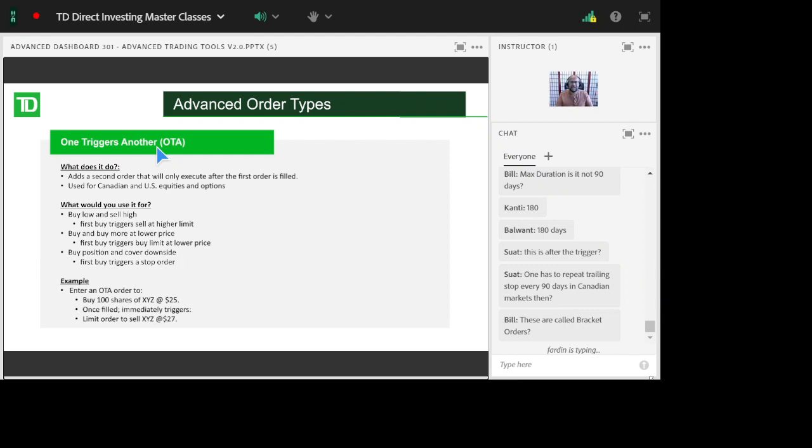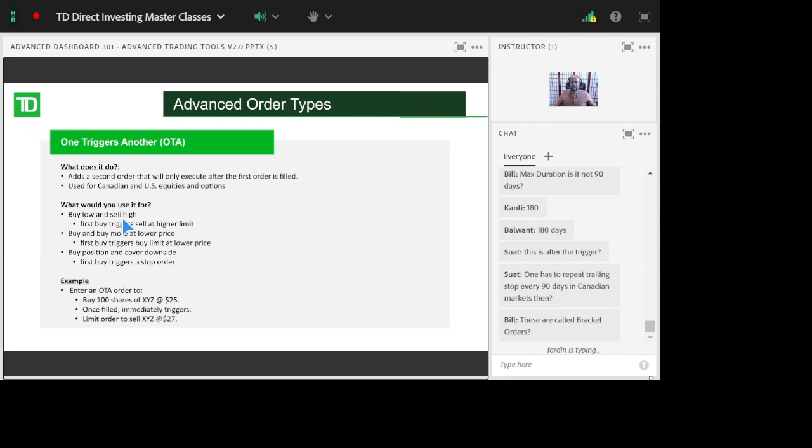These orders can be used for both Canadian and US equities and options as well, and again, I'll reserve the options part for the second half. So when would you use an OTA order? Here's an example: when you want to buy low and sell high. Let's say you place a buy order to enter a stock at $10, and now I want to place my second order as a limit order to sell when it gets to $15. That's an example of an OTA.